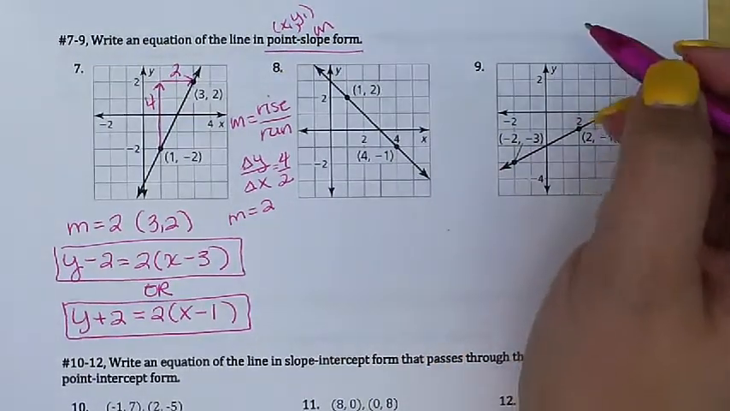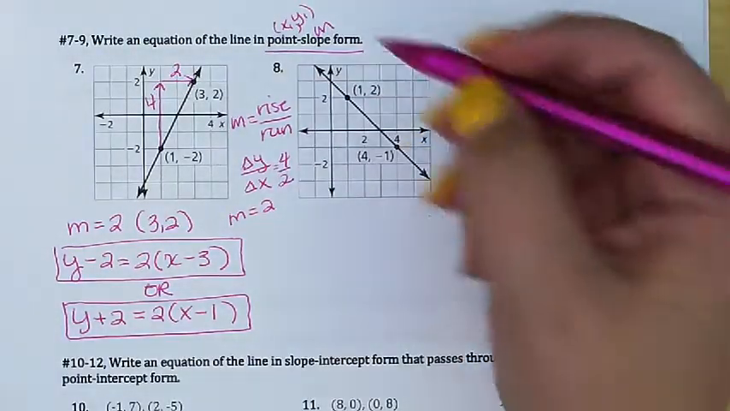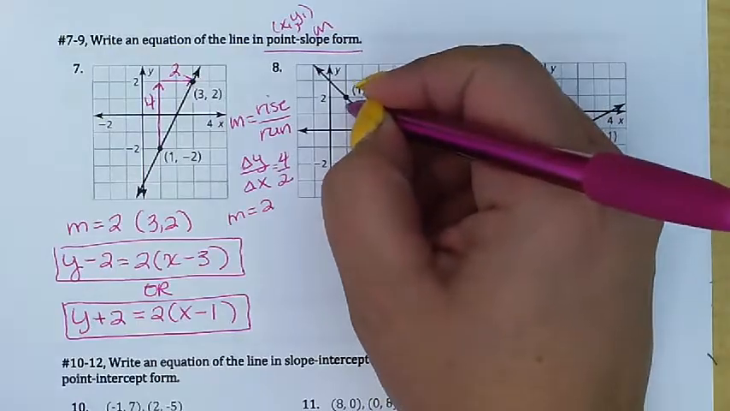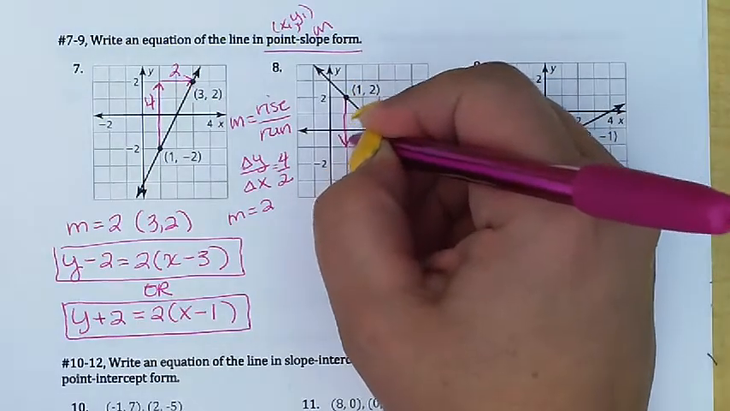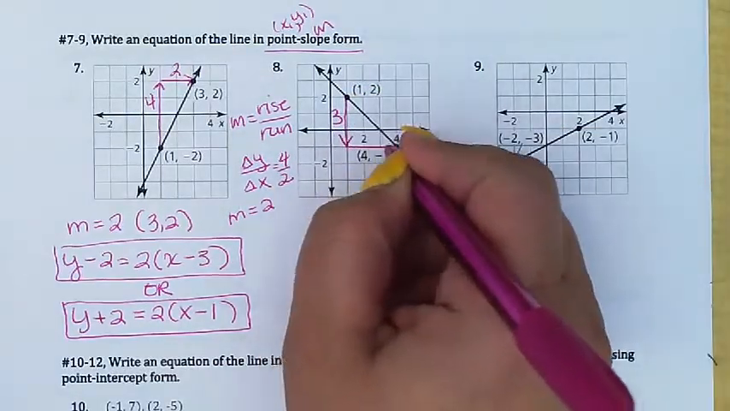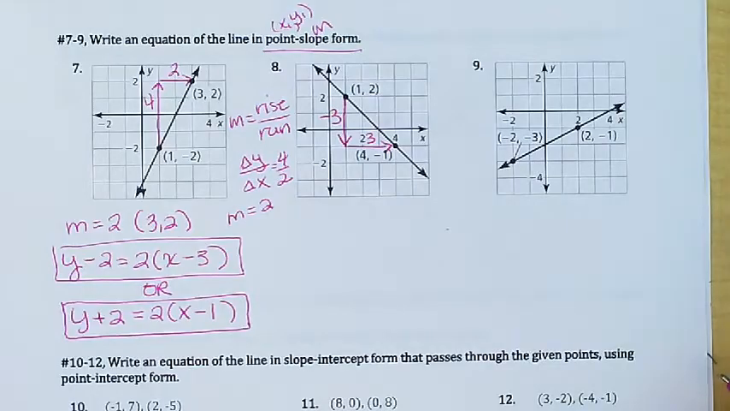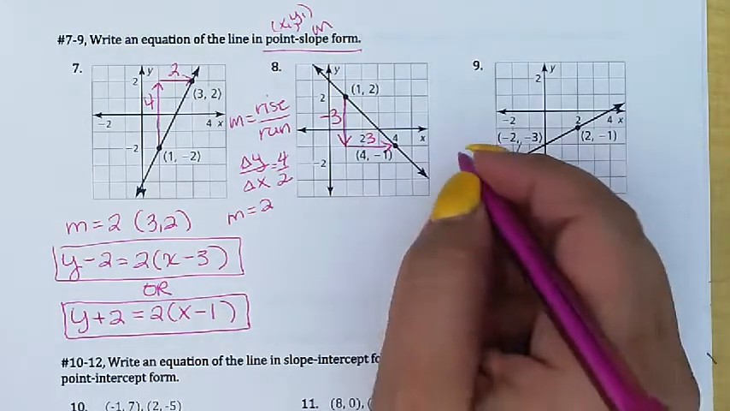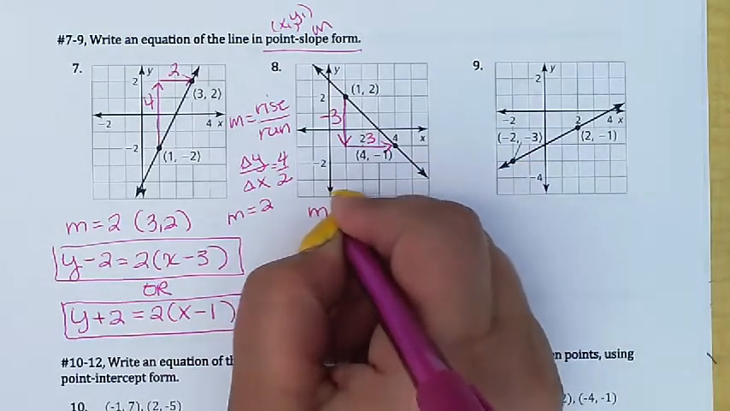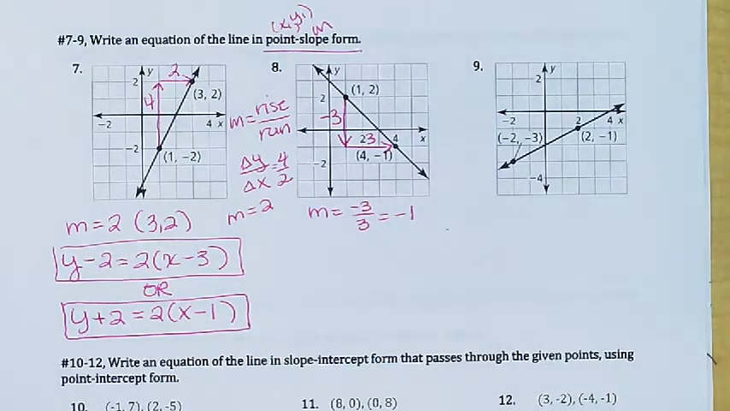For number 8, first we're going to find the slope. Remember, rise over run, change in y over the change in x. If I go from one point to the other here, from left to right, I'd have to go down 3 units here, and then to the right 3 units. So this is a decrease of 3 units, and then a run. So our slope here would be -3 over 3, which simplifies to -1.